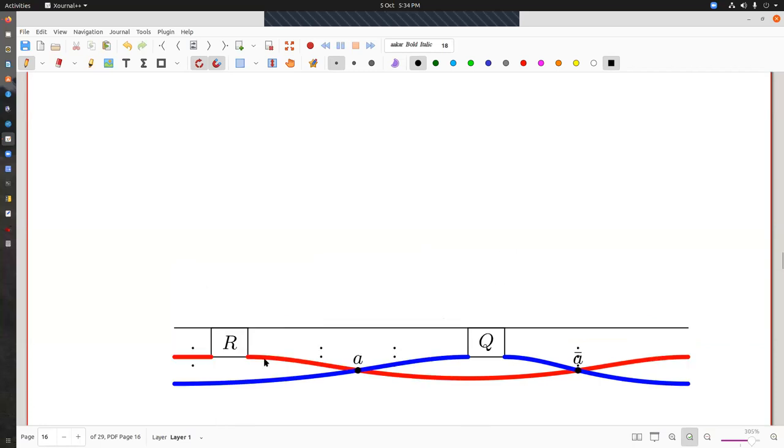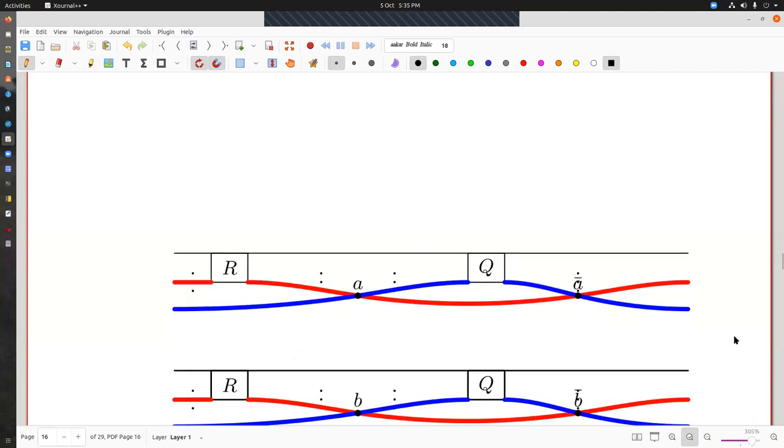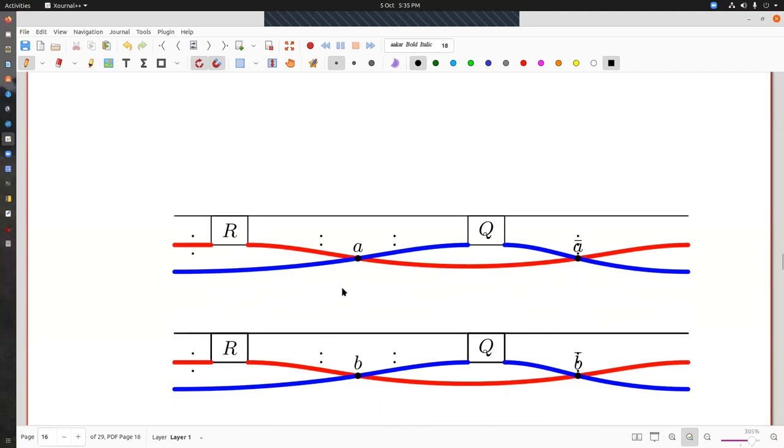This is a situation where we've got a braid R here and a braid Q here. Now we've got an A here and an A bar here, underneath or on top, it can be. And what we do is replace A and A bar by B and B bar. Okay, so this is a move either way, and it's called the exchange move.